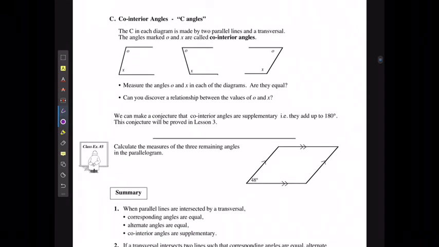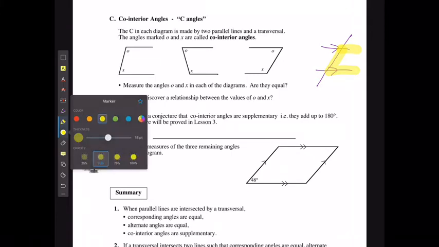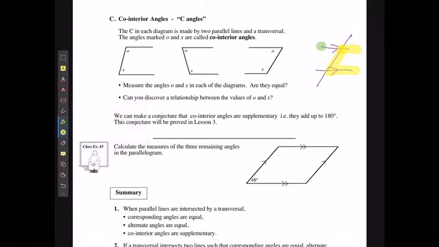All right, for co-interior angles. If I had two parallel lines, they're crossed by a transversal, then I can wind up with the C shapes that you see here, where I can have the C shape facing forward, or the C shape facing backwards. And we call these co-interior angles.